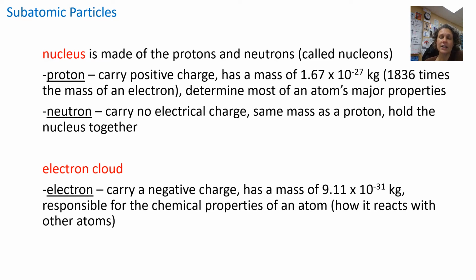Then we have the electron cloud, and this is where the electrons are. They have a negative charge. Their mass is 9.11 times 10 to the negative 31st. So that would be 911 with 30 zeros in front of it. And electrons are mainly responsible for how atoms interact with other atoms as far as reactions go.